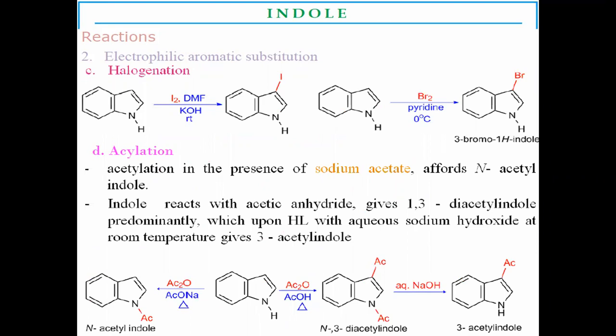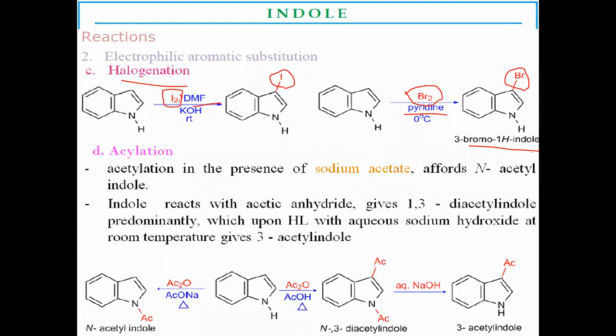Next electrophilic aromatic substitution reaction is halogenation. One example is iodination. Indole undergoes iodination in the presence of dimethylformamide, DMF, to make 3-iodoindole. Whereas in bromination, in the presence of pyridine, bromination is carried out on indole to make 3-bromoindole as the final product of the electrophilic aromatic substitution halogenation reaction.